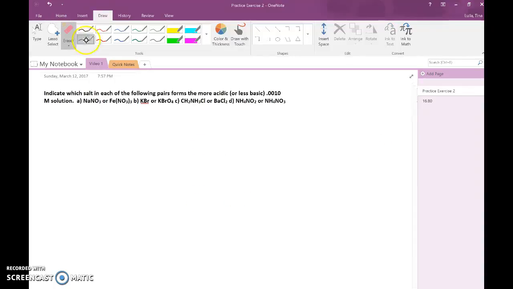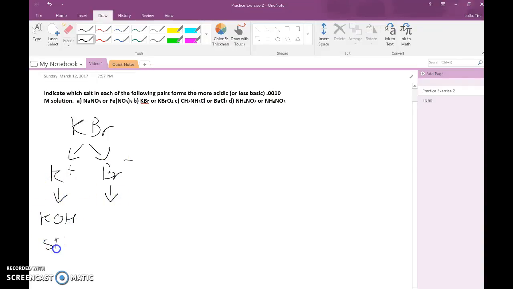Here we go. So now we're on to KBr and KBrO4. So KBr, K+, Br-, KOH, strong base, HBr, strong acid. So this is going to be neutral solution.